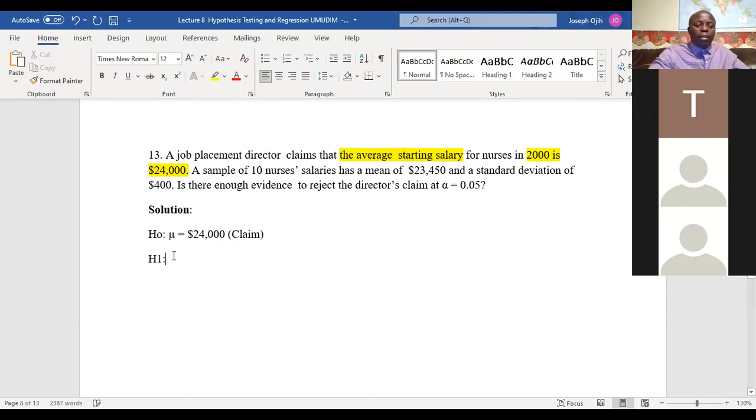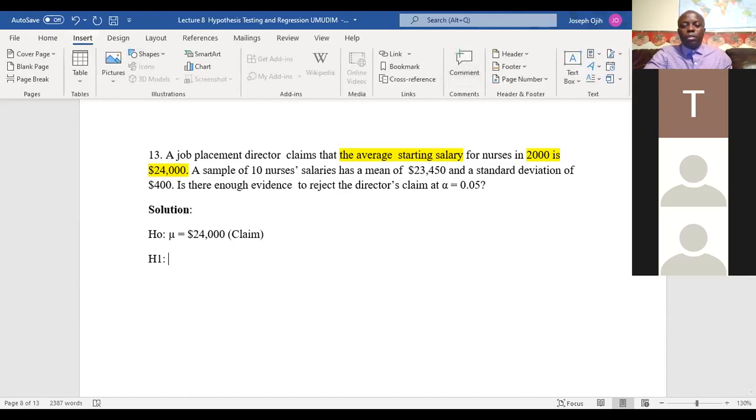So the opposite to that becomes the alternative, which says that the mean is not equal to 24,000. We always say the opposite. And the alpha they use is 0.05. Remember, that means you are 95% confident. So even if there's going to be a type 1 error, there's only a 5% chance of having that.